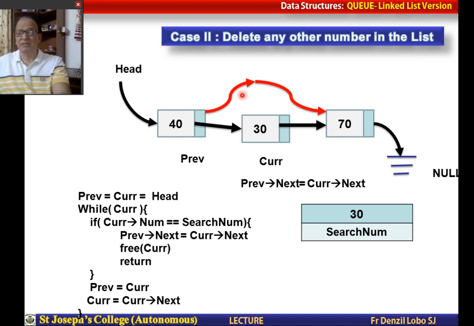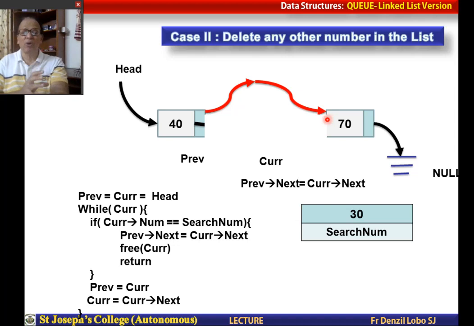So that is what is being done. So previous next is current next, and what do I do? Then you free current. That is what we have done here. I am freeing this current, removing that node, and I do return. I don't go further. So this is how I delete any other node in the linked list. So we have learned how to delete the first node, the head of the list, and how to delete any other node in the list.